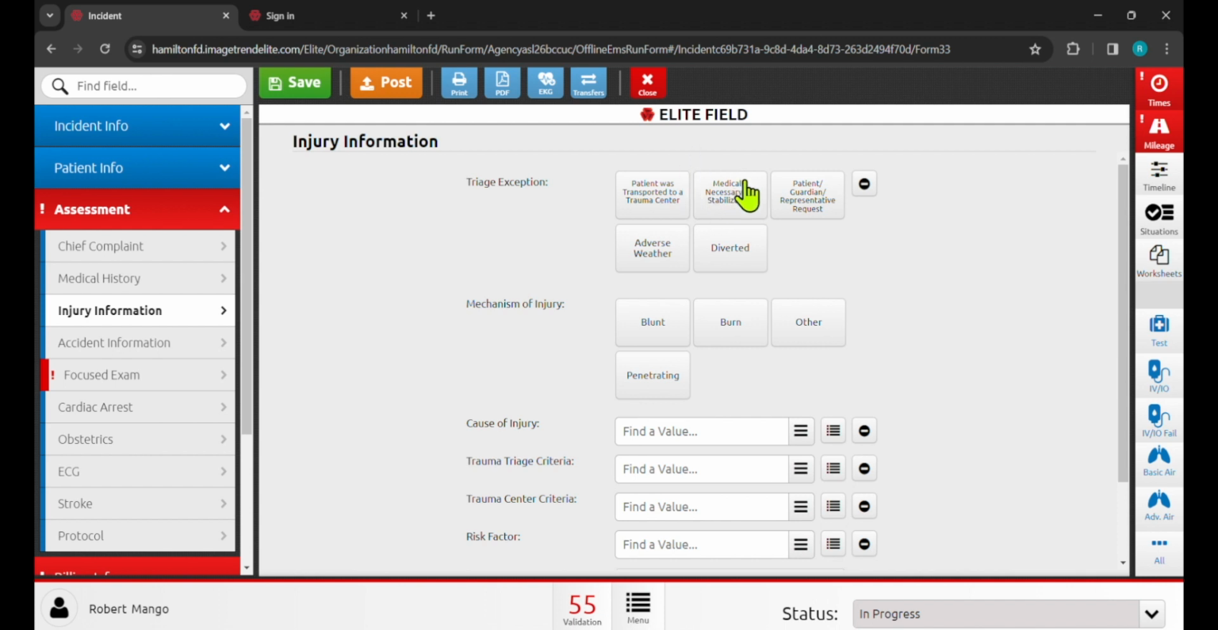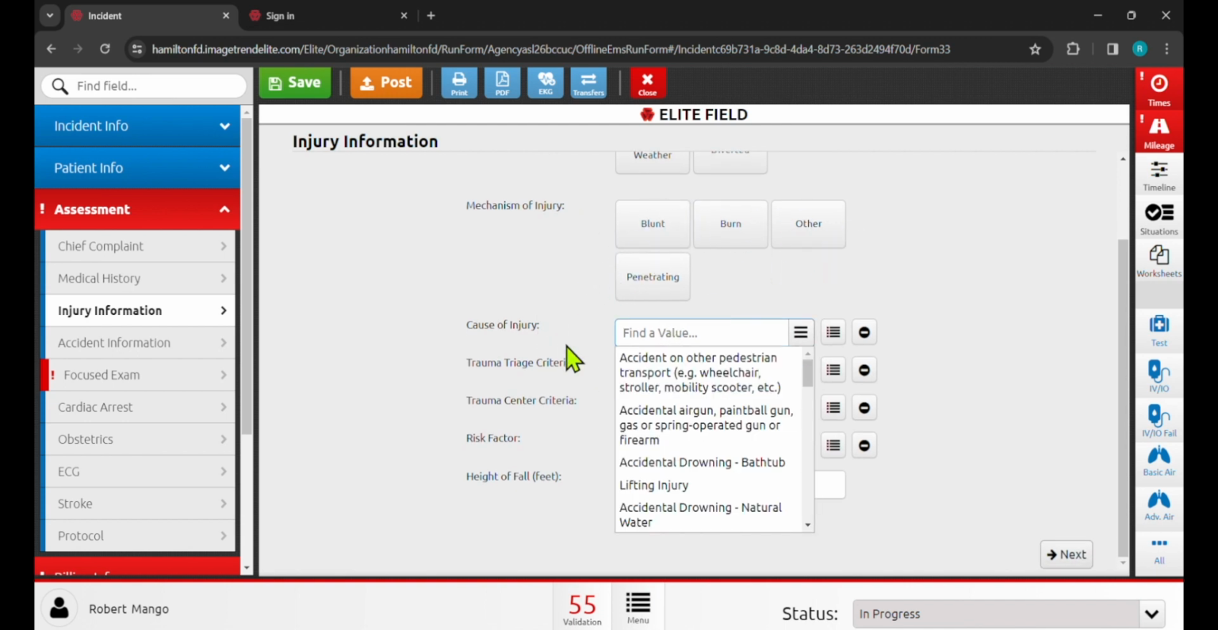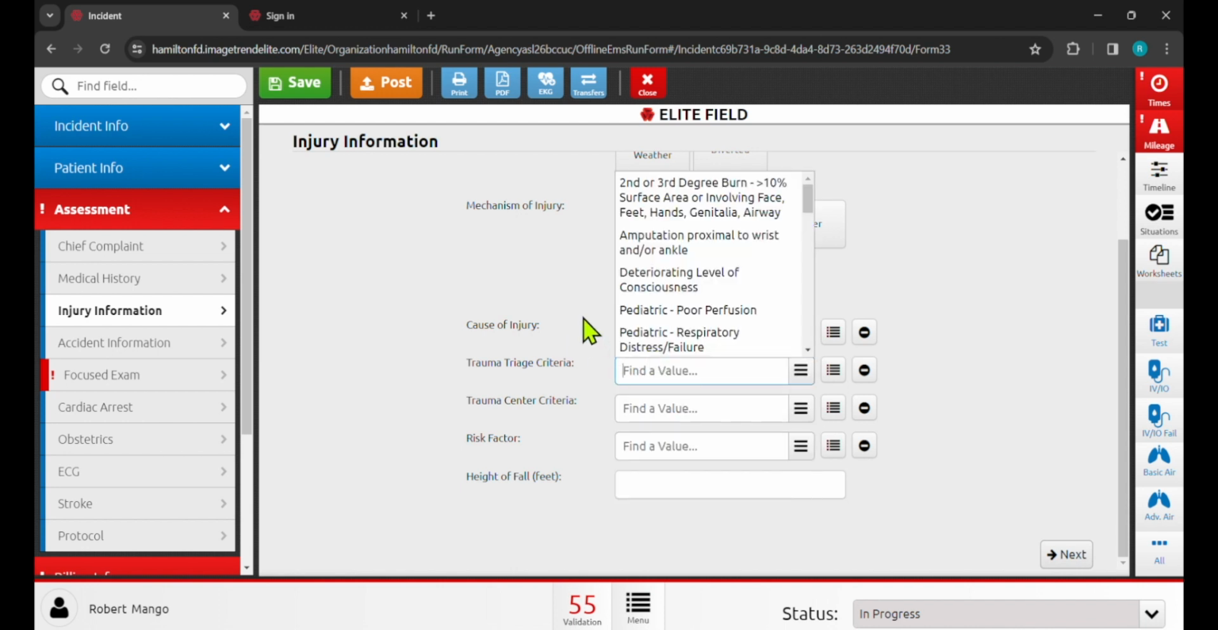If we needed to divert because things were going south, or if they told you, I don't want to go there, you are going to take me to Ohio Health OBETS and I will go nowhere else, well, that is their right, and we will select why. This is why we didn't go. And then there's these other options. What was the mechanism of injury? Blunt, burn, penetrating, other. And this is your trauma triage criteria.